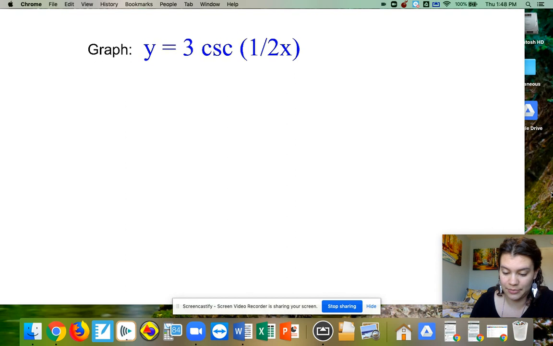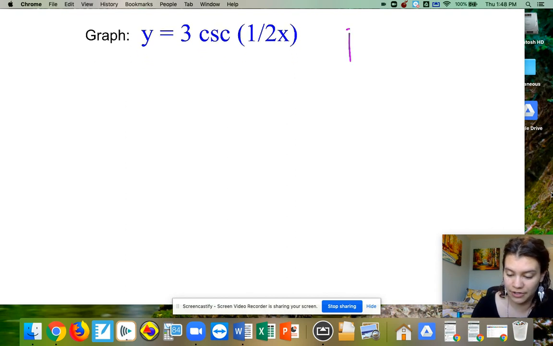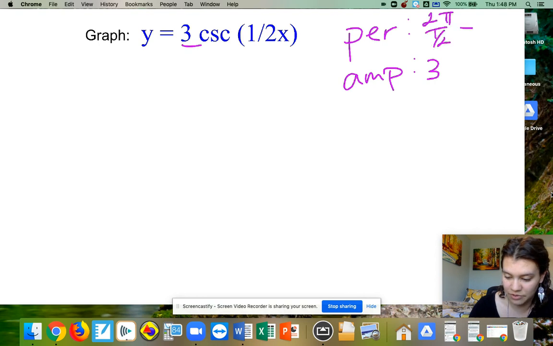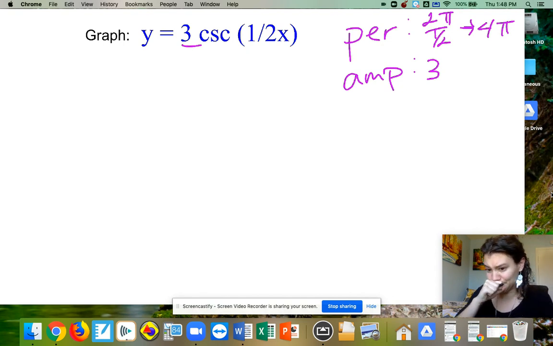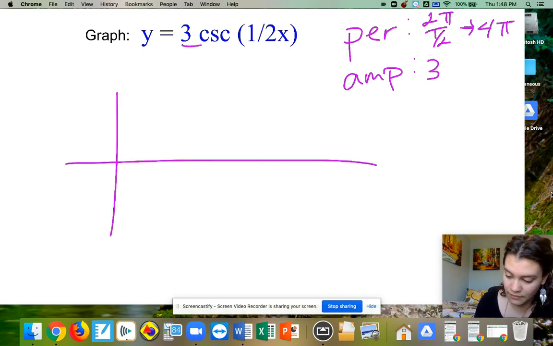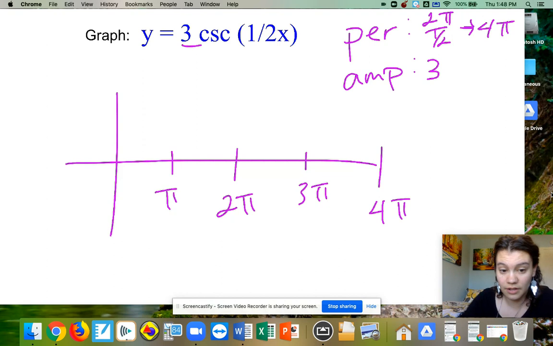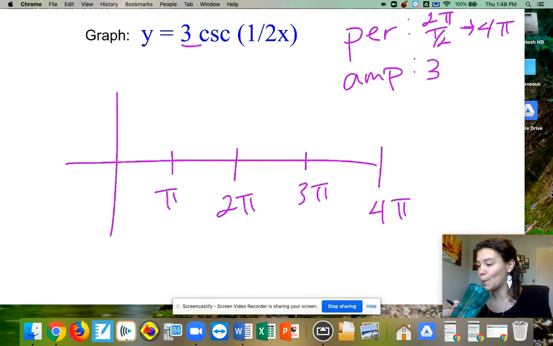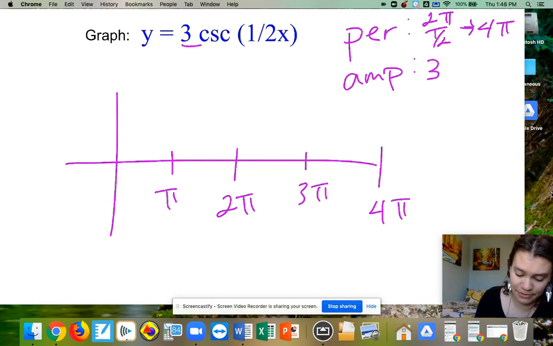So an example here, if we list our period and the amplitude, your amplitude is 3, and then your period, you want to take 2 pi divided by 1/2, which will then give you 4 pi. Sorry, that is your period. To graph them, put your period on the end, divide into 4 chunks like we've been doing for all of our things so far, and then you want to add on your amplitudes here.